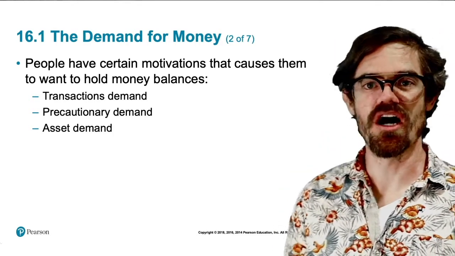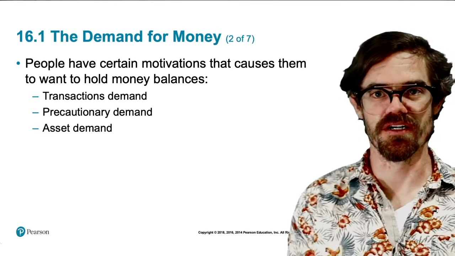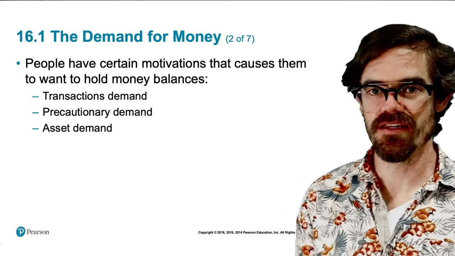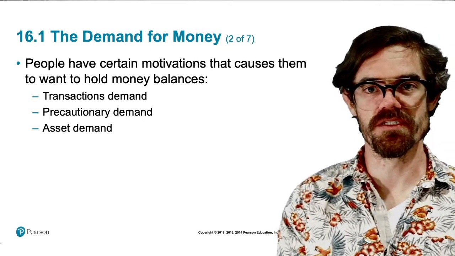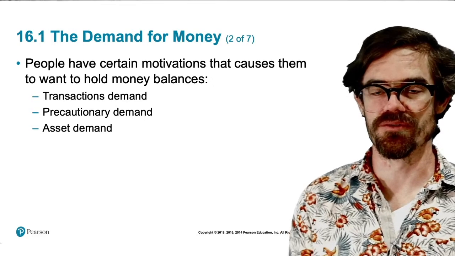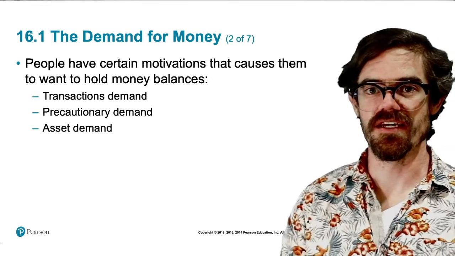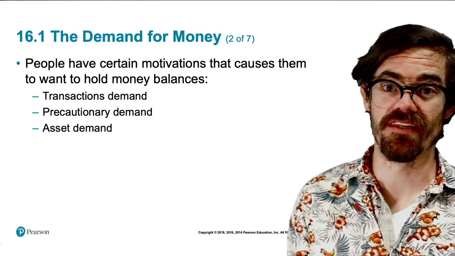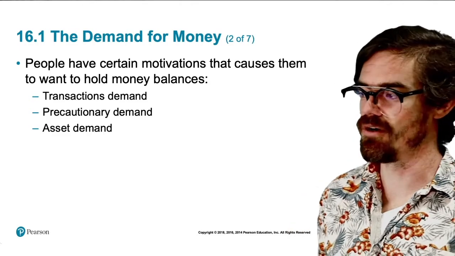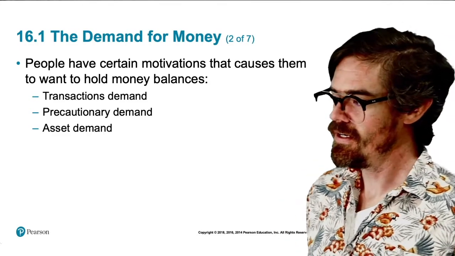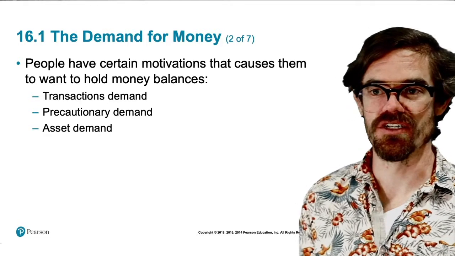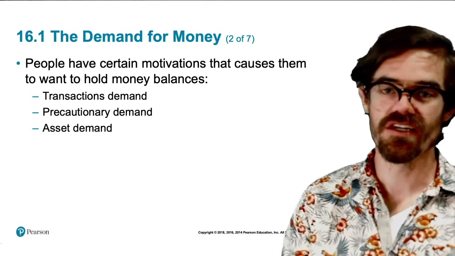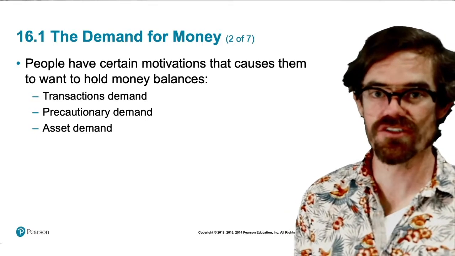There's also a precautionary demand for money. And since you are young individuals, you may not be able to relate to this as easily. Maybe you can. But you could probably talk to your parents about this and they would be able to relate to this better. It's basically a sort of emergency fund, right? Putting money aside in case bad things happen and you need money. That would be a precautionary demand for money. And then there's asset demand for money, which is having a stock of money in order to purchase assets like stocks, houses, cars, those sorts of things.